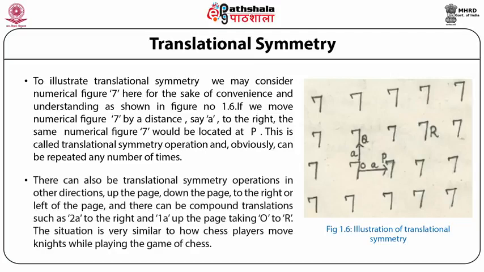There can also be translational symmetry operations in other directions: up the page, down the page, to the right or left of the page. There can be compound translations, such as 2A to the right and 1A up the page, taking O to R. The situation is very similar to how chess players move knights while playing the game of chess.